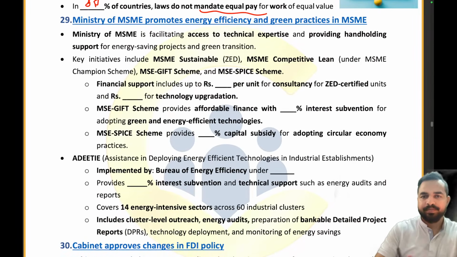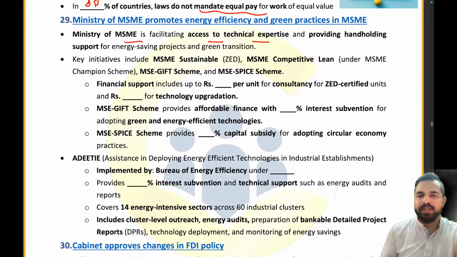Right? So let's try to answer this question. Let's be quick. The Ministry of MSME is facilitating access to technical expertise and providing hand-holding support. Under the financial support, what amount per unit is included for consultancy for zero effect, zero defect certified units? That is 2 lakh per unit, and for the technology upgradation 3 lakh per unit is there.